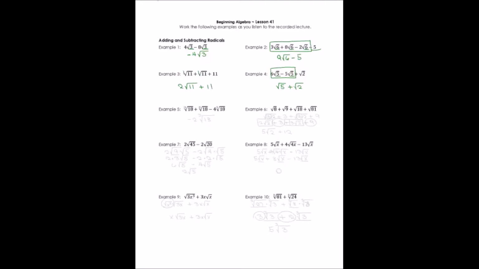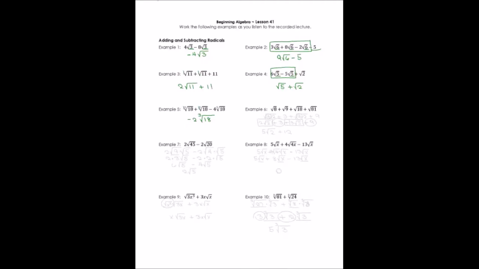Now, if I want to take example number 5 and take the cube root of 18 plus the cube root of 18 minus 4 times the cube root of 18, I just have to ask myself, how many cube root of 18s do I have? Well, this is 1 plus 1 would give me 2, minus 4 would give me a negative 2 times the cube root of 18. Example number 6, let's see what we do have here.